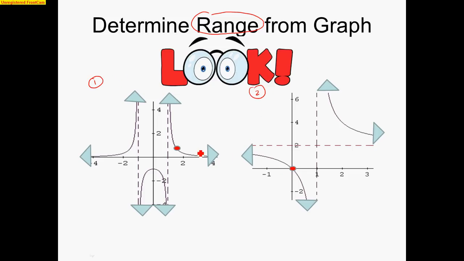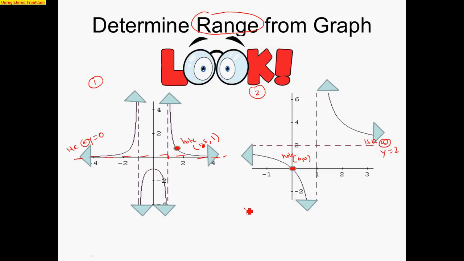These red dots are supposed to be open holes. Right? This is an open hole at 0, 0, and a hole at 1.5, comma 1, because this is 1. So when I look at this, it also has an HA at y equals 2. This has an HA at y equals 0.